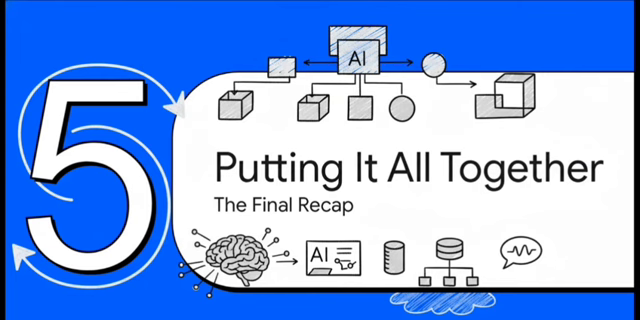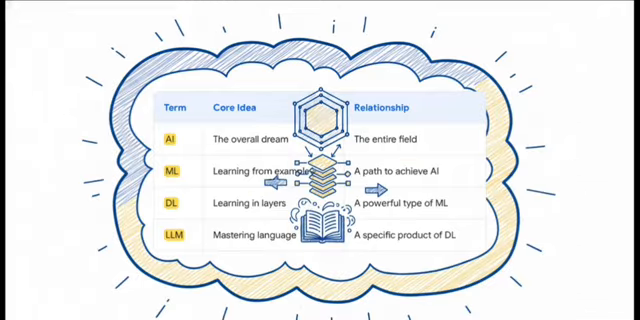All right, we have journeyed all the way from the big, hazy dream of AI down to the very specific, very powerful tools of today. Let's just put it all together one last time so it really sticks. This chart just lays it out perfectly. AI is the whole field, the big dream. Machine learning is a way to get there by learning from examples. Deep learning is a super powerful type of machine learning that uses those brain-like layers. And an LLM is a specific thing you can build with deep learning, a thing that has mastered language. Each one is a level deeper.